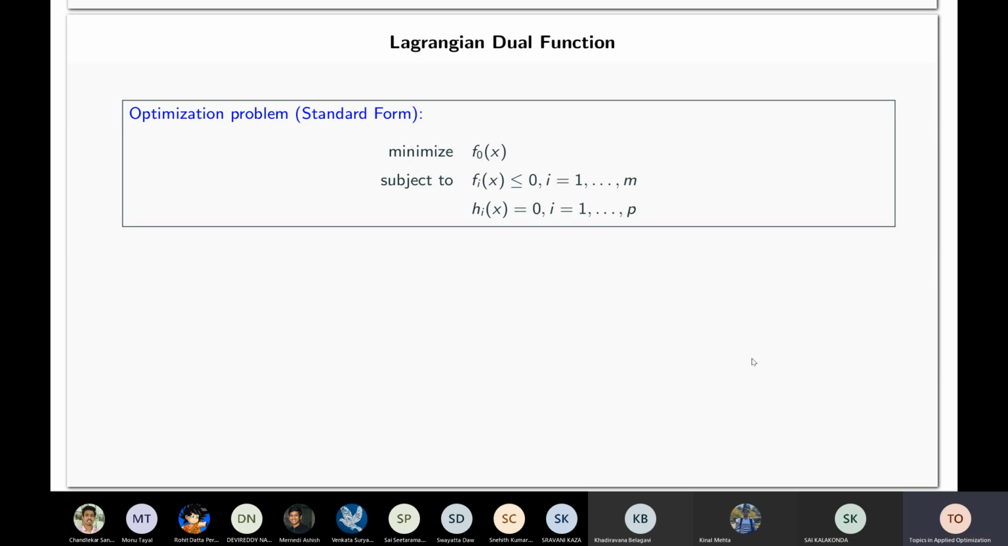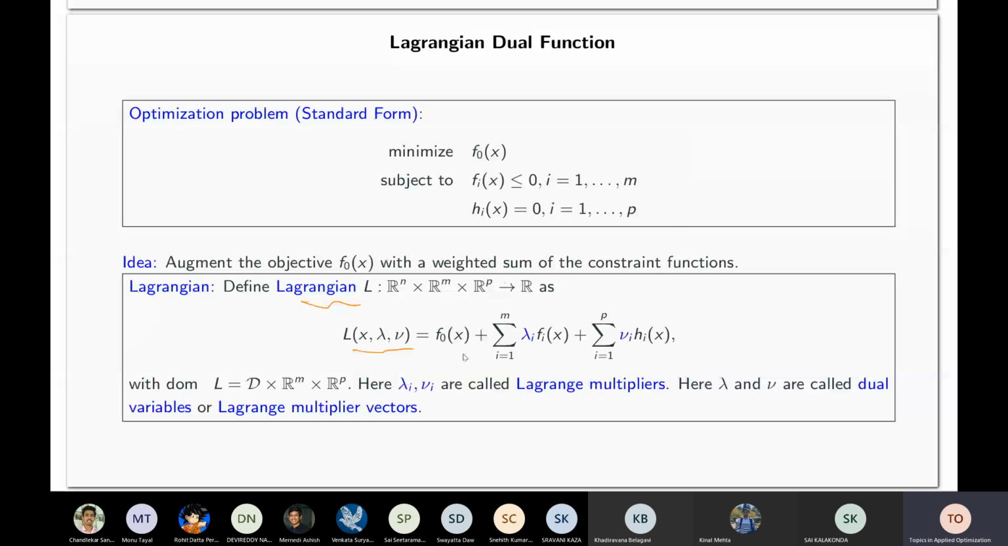Okay, good afternoon. So we will continue with the duality, and some part is left. So we will try to finish that today. So recall that given an optimization problem like this, which is in the standard form now, we define the Lagrangian to be like this. So objective function and then lambda i times the inequality, nu i times the equality constraint. And here lambda i, nu i are called Lagrange multipliers.